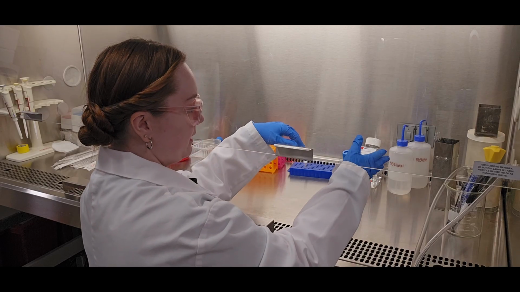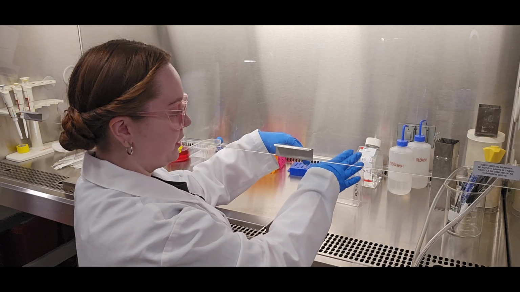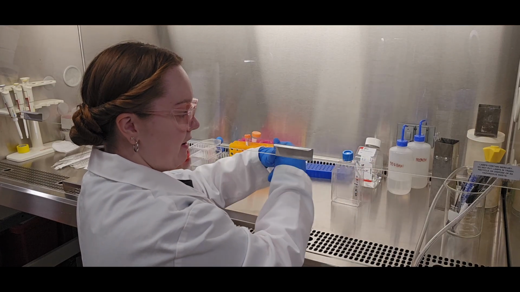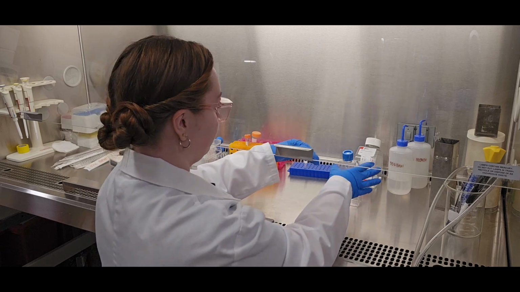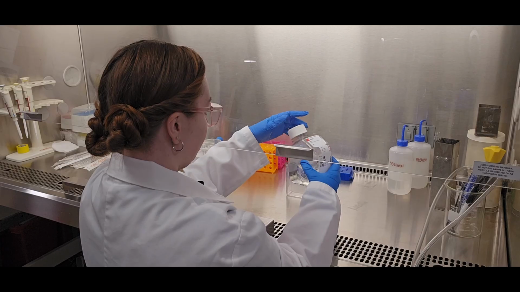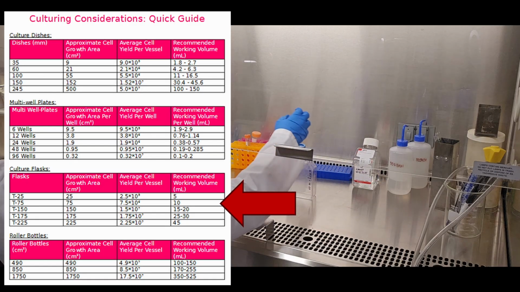The glass pasteur pipettes that are kept in this biological safety cabinet have been autoclaved, so it's important not to touch it at the shaft or at the tip after that point, because then you're going to contaminate the pipette. Next step is to do a wash with the DPBS. I wash with half the working volume for a T75 flask, which is 5 milliliters.